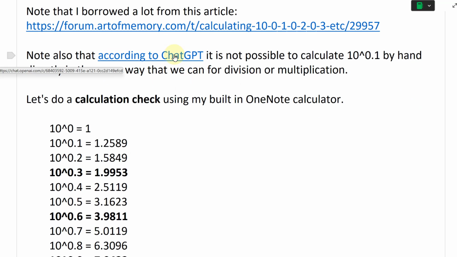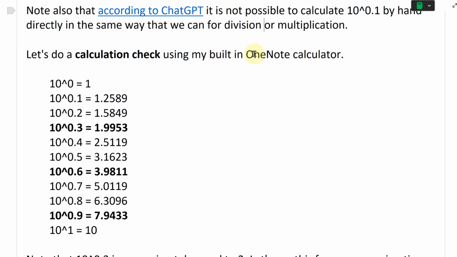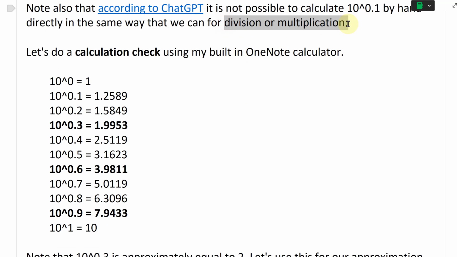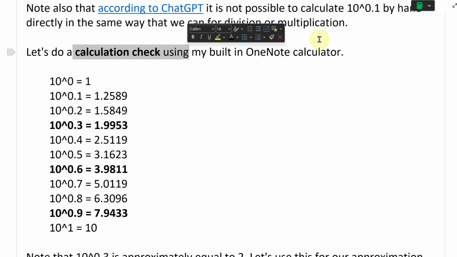And note also that according to ChatGPT and pretty much mainstream sources online, it is not possible to calculate 10 to the power of 0.1 by hand directly in the same way that we can for division or multiplication. You're going to need a Taylor series or logarithms, etc. to do so. Nonetheless, an approximation done by hand would still be pretty good.